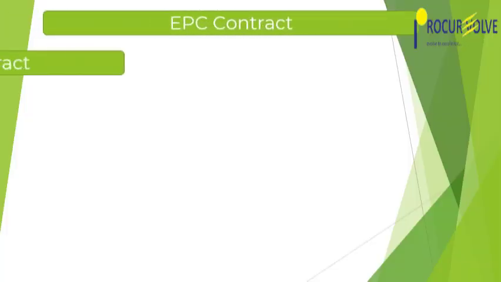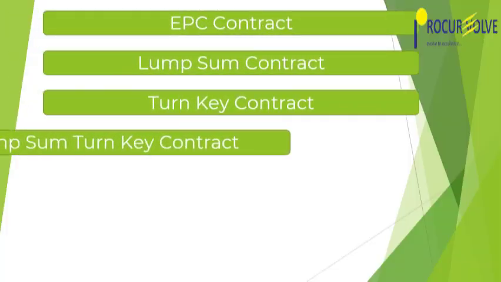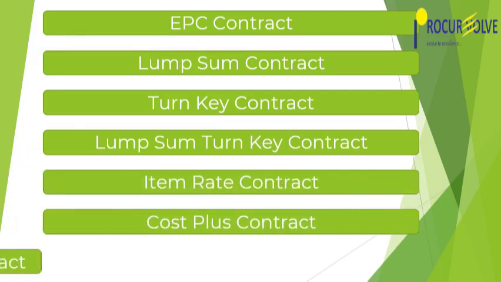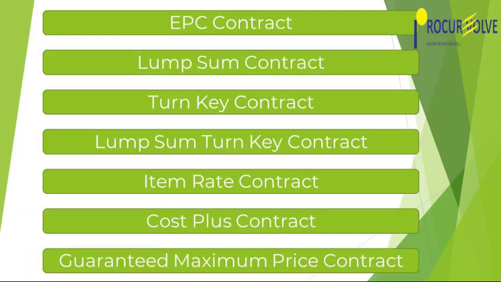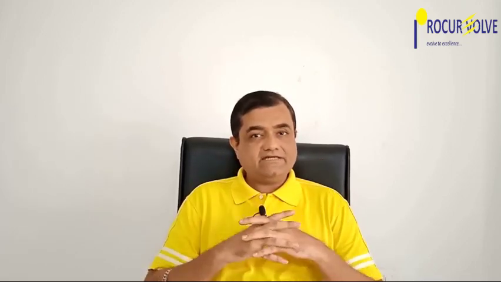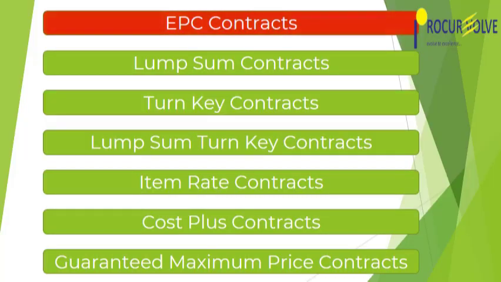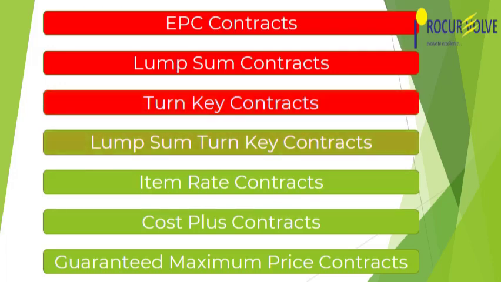If you are in project business, you might have heard these terminologies: EPC contract, lump sum turnkey contract, item rate contract, cost plus contract, guaranteed maximum price type of contract. So if you have heard this terminology but you are a bit confused about the differences and the concepts of these contracts, and you want to have more insight and clarity about this topic, stay tuned with us on this video. So let's start.